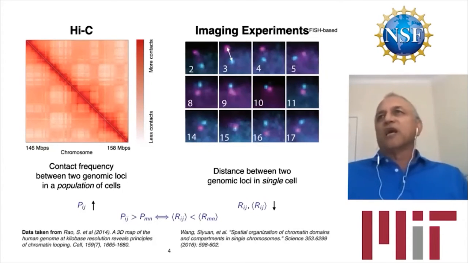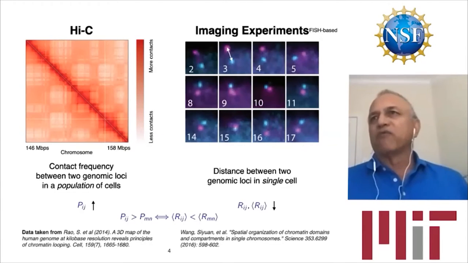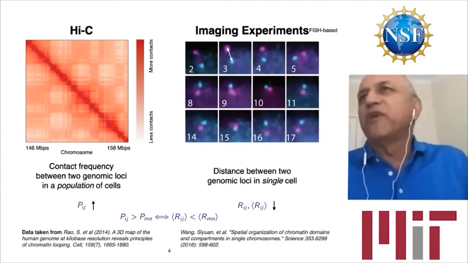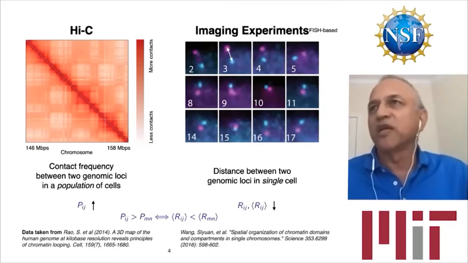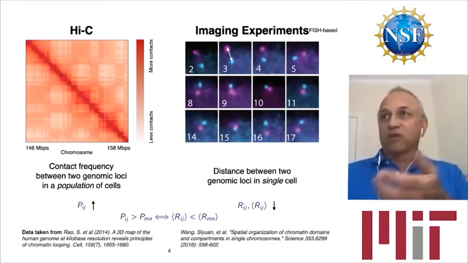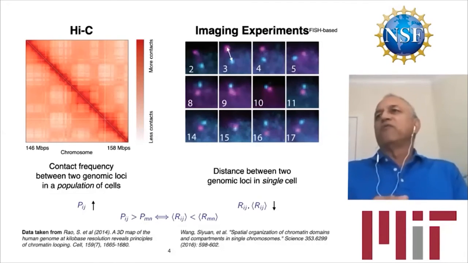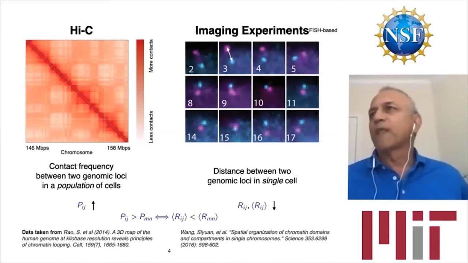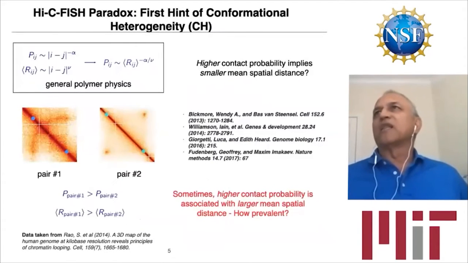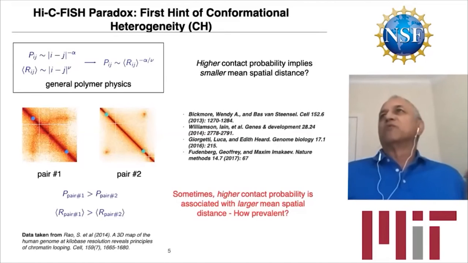Left-hand side is the contact frequency. But now these are experiments on chromosome 5, coming from the laboratory of Erez Lieberman, and it's a very influential paper. What one has intuitively is a feeling that if the contact probability between two loci, in this case labeled I and J, is greater than the contact probability between loci M and N, we have the intuitive feeling that spatially the IJ loci pair must be closer to each other than the loci pair MN. This is not always the case, and that's the first hint of chromosomal heterogeneity.